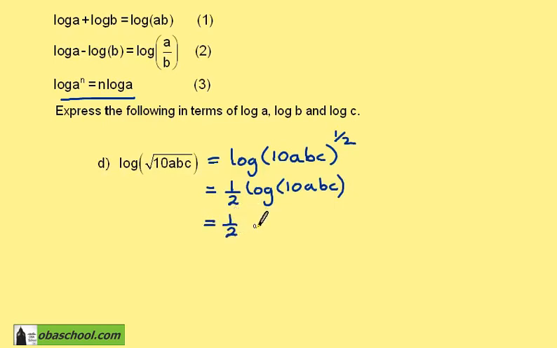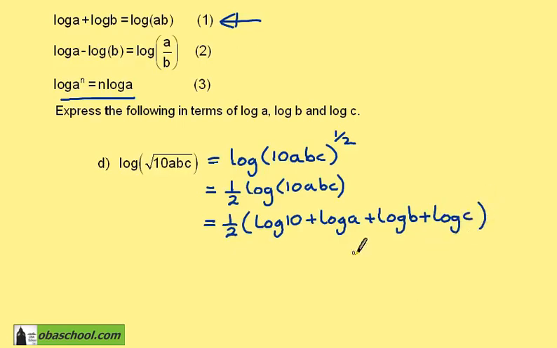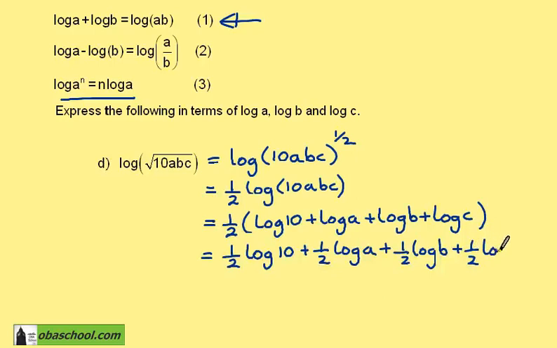Putting the half down and opening a bracket, the log 10ABC can be split using number 1 into log 10 plus log A plus log B plus log C. And expanding the bracket, we get a half of log 10 plus a half of log A plus a half of log B plus a half of log C.